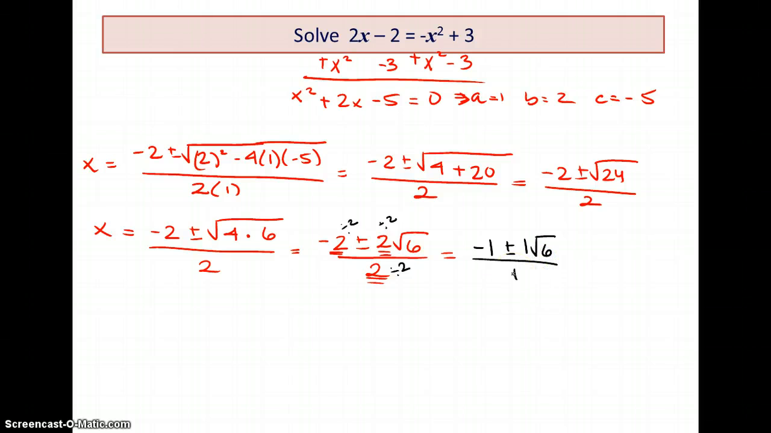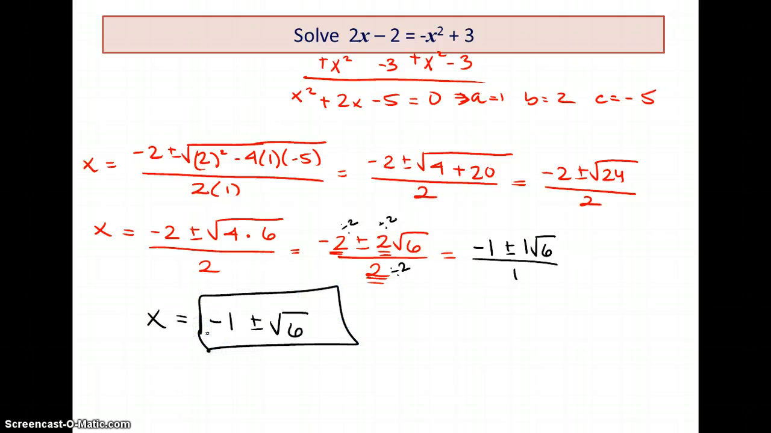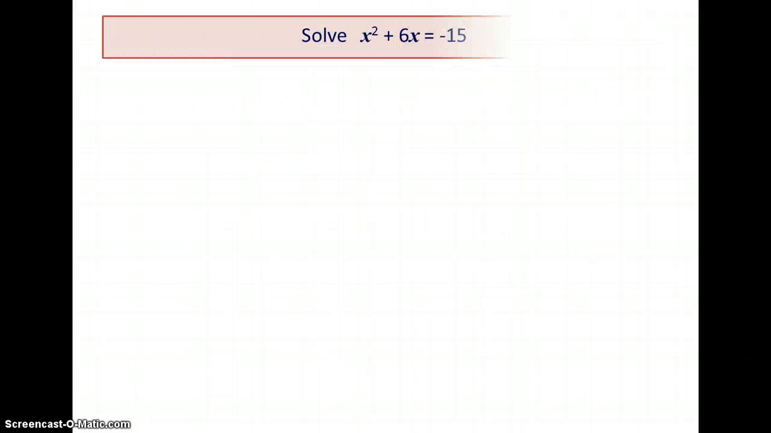Would I like for you to leave your answer like that? No. Would you lose points if you left your answer like that on a test or a quiz? Yes. Why? Well, you never write a fraction over 1. You would just say it as a regular number. So it's going to be negative 1 plus or minus, you wouldn't say 1x, you would just say radical 6. And then you'd be all good with me. Looks good, ladies. Let's keep it moving.